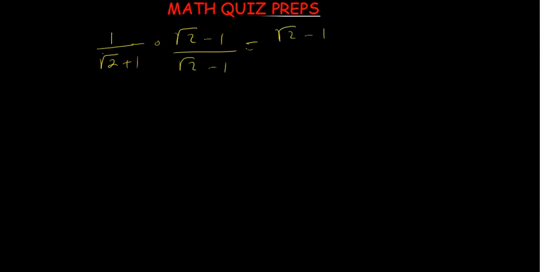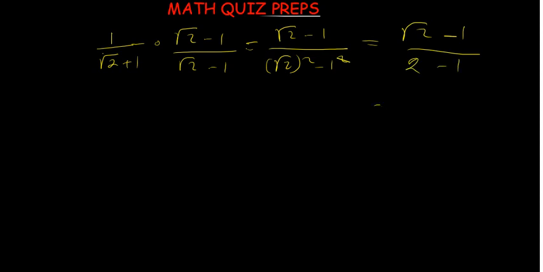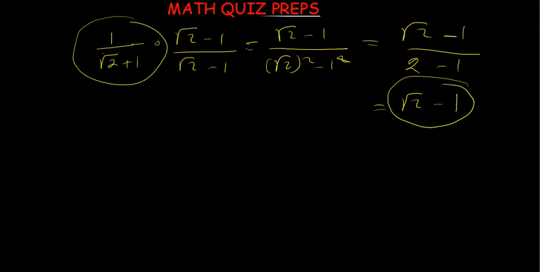And then what is down is the difference of two squares, so just get root 2 squared and then minus 1 squared. Root 2 squared is a 2, and then minus 1 squared is a 1. So that is the same as root 2 minus 1 over 2 minus 1, and 2 minus 1 is a 1. So this is the same as this. So I want to show that root 2 minus 1 is irrational. And how do you do that?